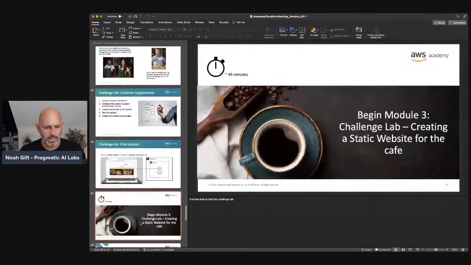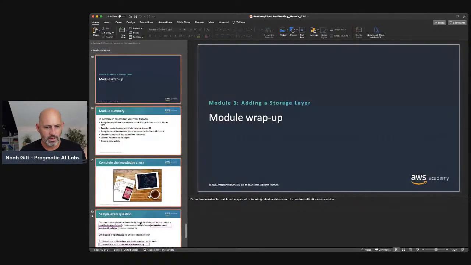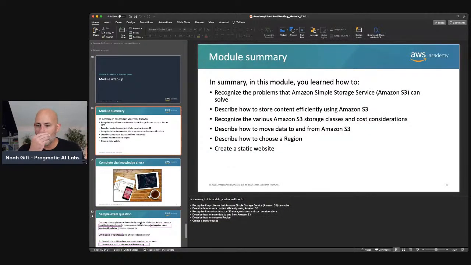And maybe the last thing that we'll talk about here, in terms of the module wrap up, is that you should know about S3, how to store things inside of S3, and also the different storage classes and cost considerations, and how to choose a region and create a static website. So really, in a nutshell, we were able to cover a couple of things here on AWS for the Solutions Architect exam. And each week I'll just cover a little bit more.